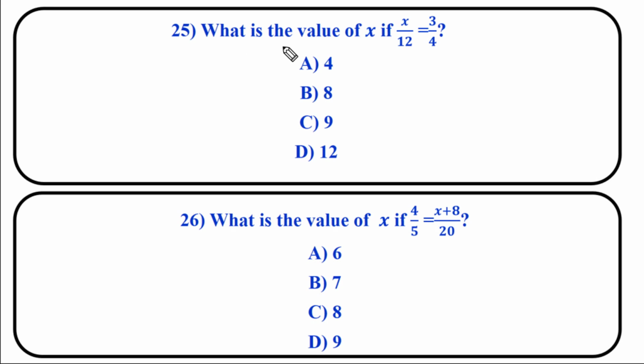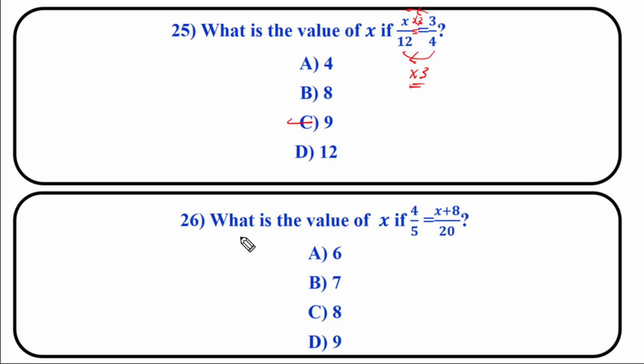Number 25. What's the value of x if x over 12 equals 3 over 4? Ask yourself, now we have two equivalent fractions: 3 over 4 equals what over 12? To find the missing number, we can find it mentally. 4 became 12, so we multiplied by 3. Multiply by 3 up and down to find the equivalent fraction. x equals 3 times 3 equals 9.